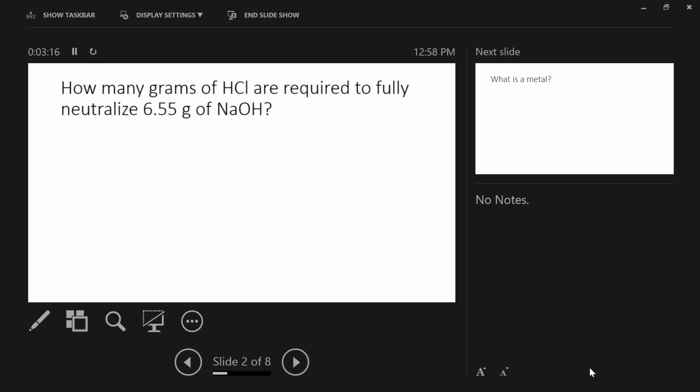Then our second step is now we'll be able to go from moles of one material to moles of another. Right? We can do that only with molar ratios, only with moles. And then now we would be able to go back to grams in our third step.